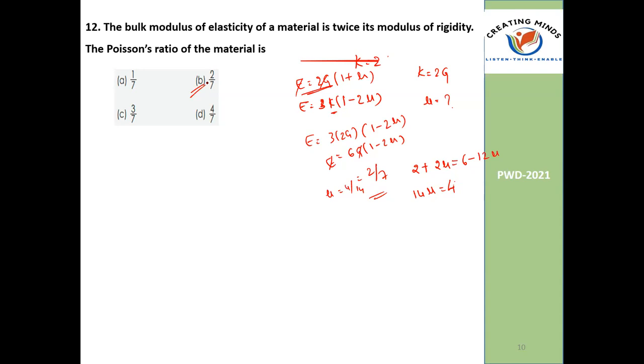The thing is, we considered two equations and compared them. Or you could remember the equation that eliminates K and G, but that is a tedious one. That's why I told you, if you remember these two equations, E equal 2G(1 plus mu) and E equal 3K(1 minus 2 mu), these kinds of condition-oriented problems can be easily determined. Any doubts? If you are facing any doubts, please ask.